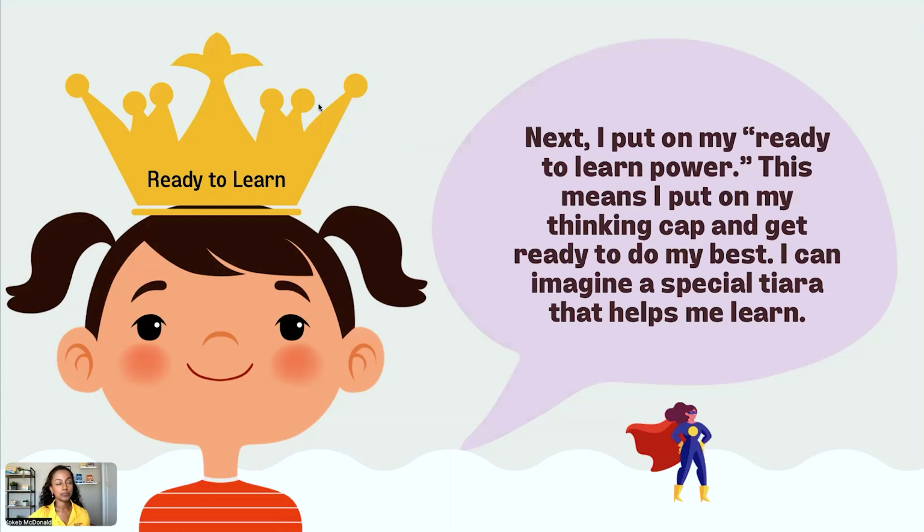We pretended to put an imaginary tiara on. And I said, next I put on my ready to learn power. This means I put on my thinking cape and get ready to do my best. I can imagine a special tiara that helps me learn. So we did an imaginary tiara. Now she's ready to learn, and that's her superpower.